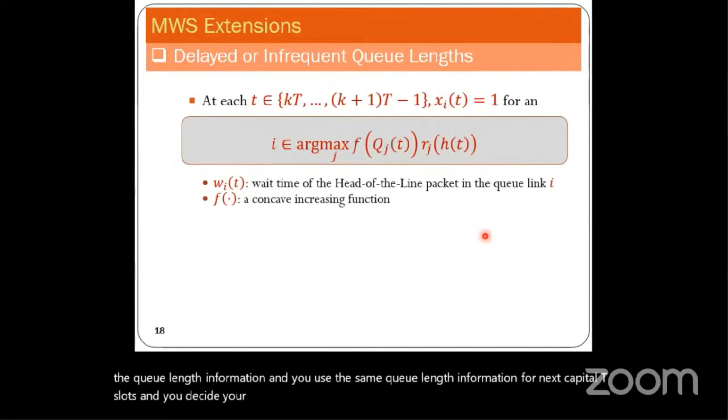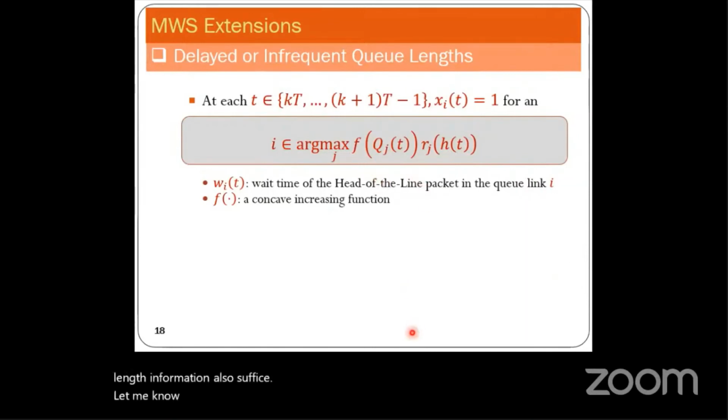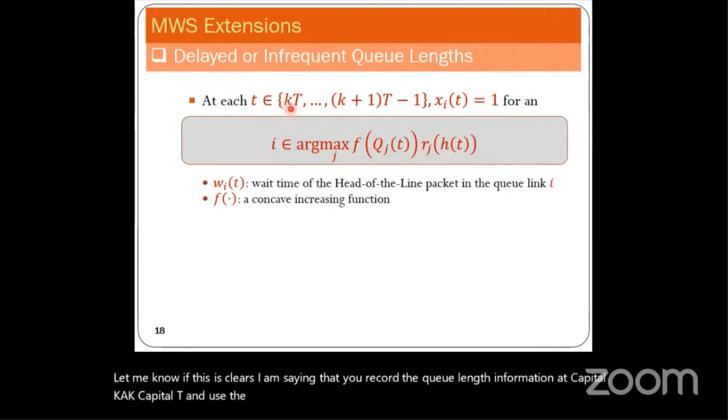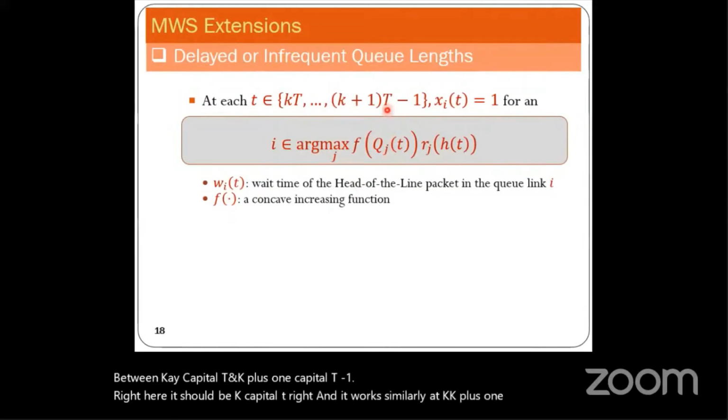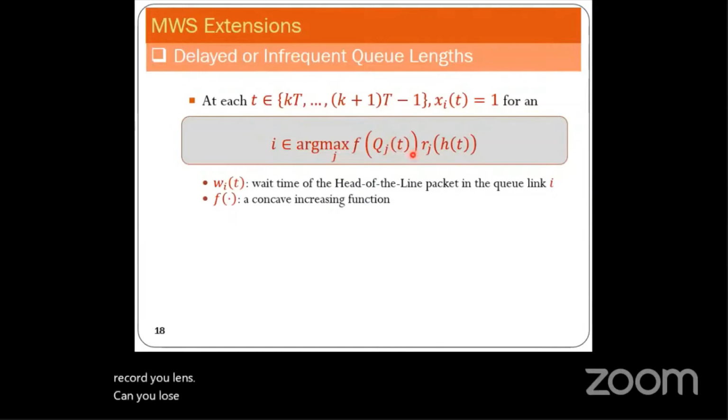Even that works, right? So delayed or infrequent queue length information also suffices. Let me know if this is clear. So I'm saying that you record the queue length information at kT and use the same queue length information between kT and (k+1)T minus 1. Here it should be kT. And it works. Similarly, at (k+1)T, you will again record queue lengths, and you will use that queue length information for the next capital T slots, and so on. So even if you are getting infrequent queue length information, those work.